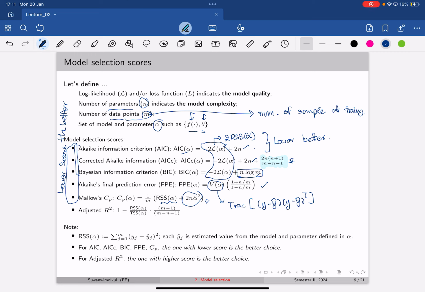The only thing that the higher the better is still the adjusted R square. Actually, it has a very similar concept of having 1 minus RSS over TSS. The only difference is that they have this complexity term multiplied to the error term. So adjusted R square would be the only one where the lower, sorry, the higher is the better. Pretty much that's all for this scoring.